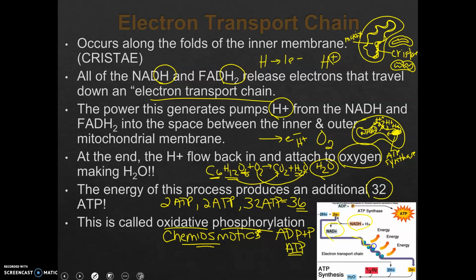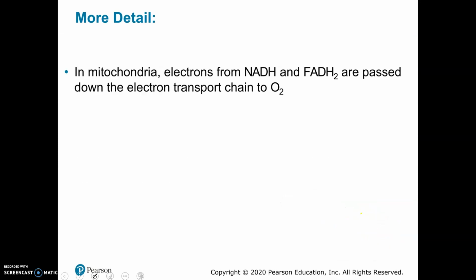The electron transport chain generates energy. They're not really showing what that energy is used for. The actual ATP is going to be made by ATP synthase. Let me show you a little more detail about this.